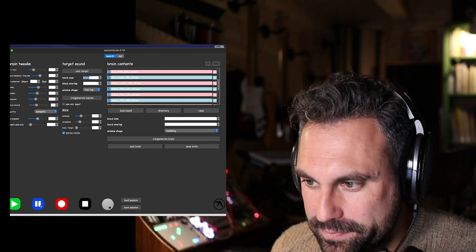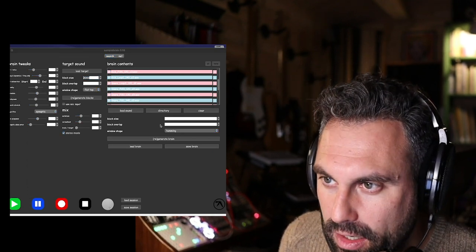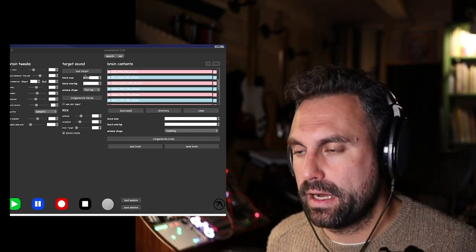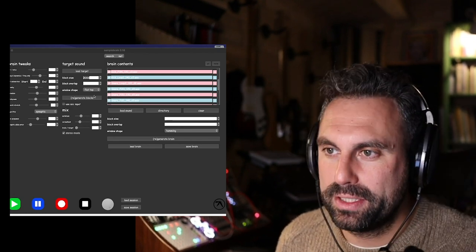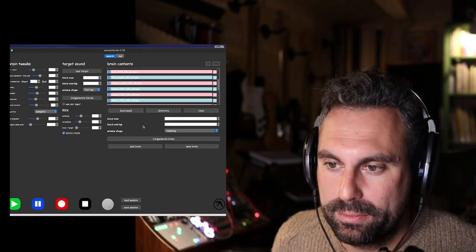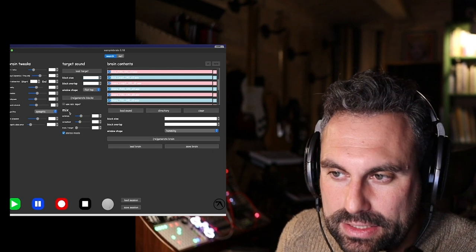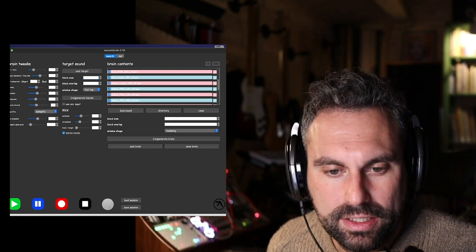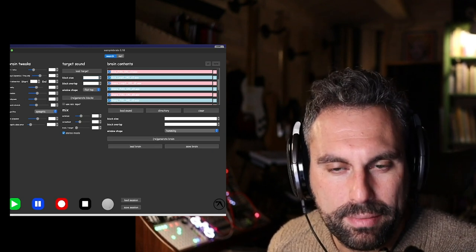It is pretty cool. The parameters for the brain contents are identical to the target sound, so I'm not going to repeat myself, but these are all pretty cool things that we can experiment with. And then let's have just a brief look at the mix. We already sort of briefly mentioned it.